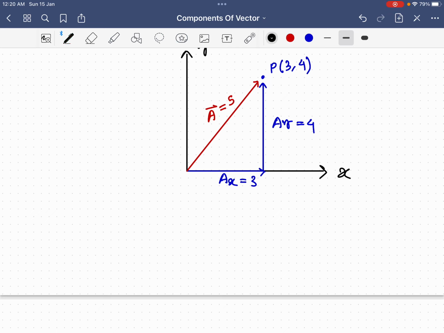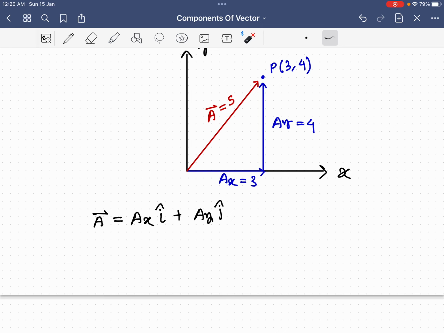अब लिखते कैसे इसको? लिखते हैं this is ax, मतलब this one i cap plus ay j cap. i cap क्या represent करता है? i cap is unit vector in this direction, in the positive x direction.